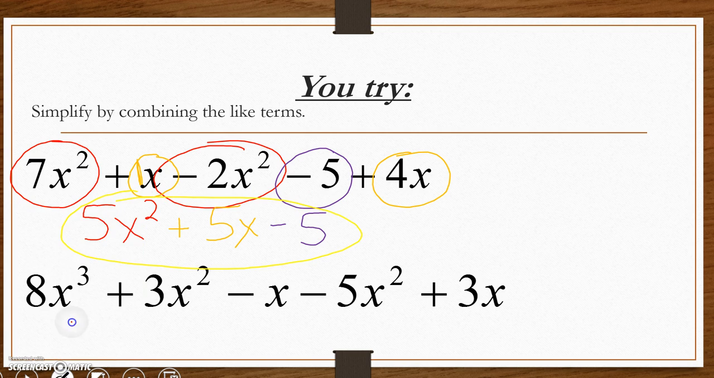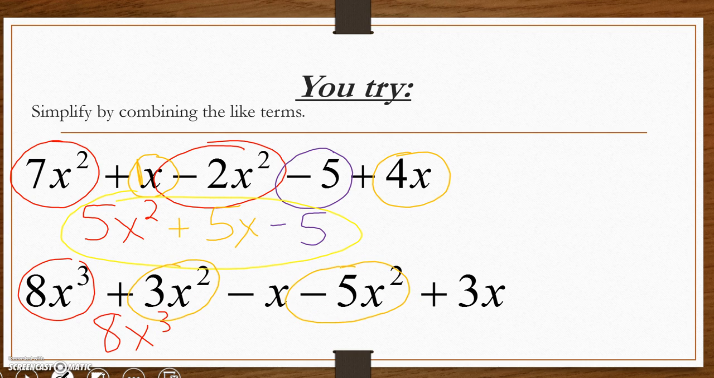So we have 8x cubed. So none of these other terms have 8x cubed. They don't have x cubed at all. So that just has to come down. It can't combine with anything. Now this 3x squared, that can combine with this one right here. So 3 and negative 5 is negative 2x squared.